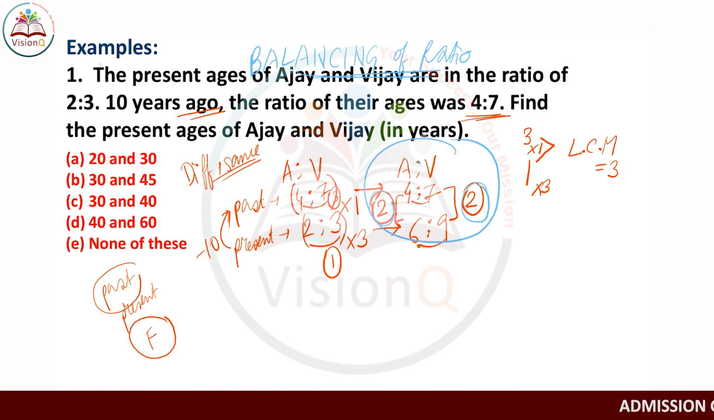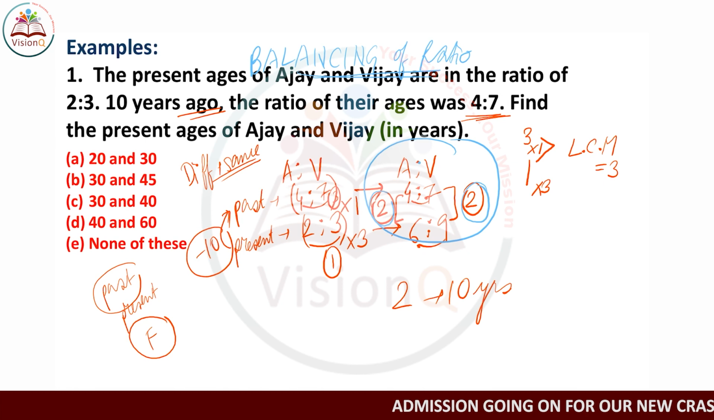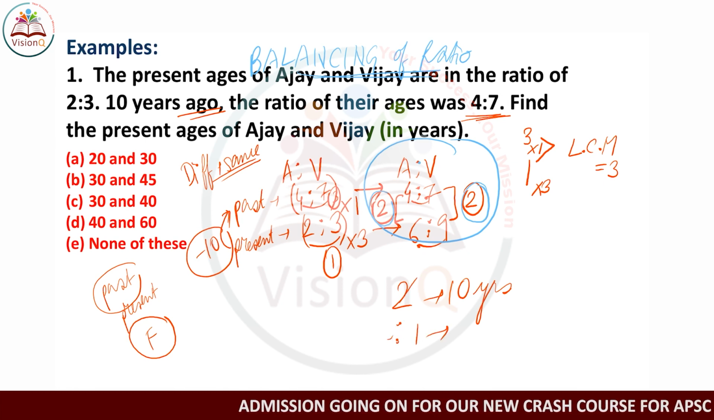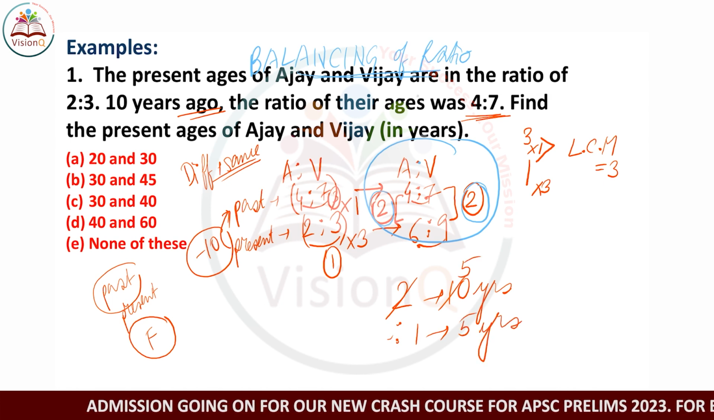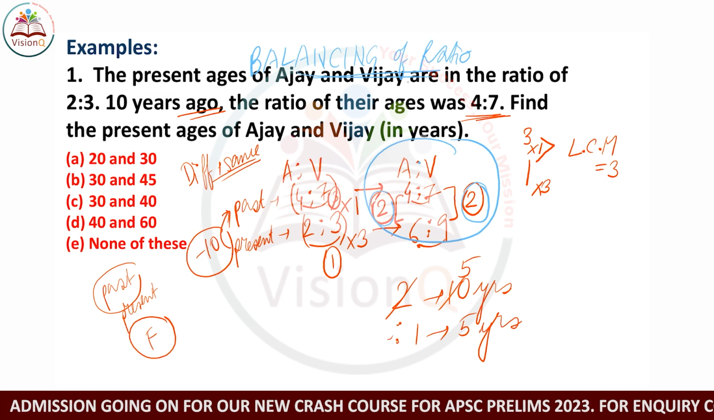Now, but in the question it is given as 10 years. So this 2 will represent 10 years. This 2 represents 10 years. If 2 represents 10 years, then 1 represents 5 years, isn't it? 10 divided by 2 is 5 years. If 1 is 5 years, it is asked to find what? The ratio of the present ages of Ajay and Vijay.